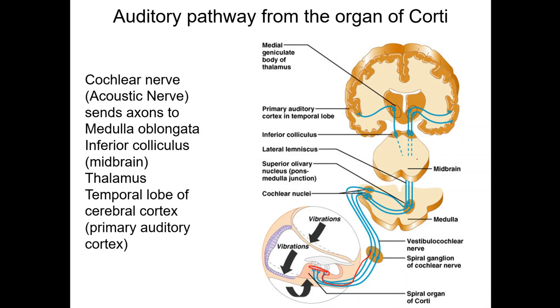and then to the temporal lobe of the cerebral cortex, which contains your primary auditory cortex over here. Okay, that is the pathway. And so that's the auditory pathway from the organ of Corti.